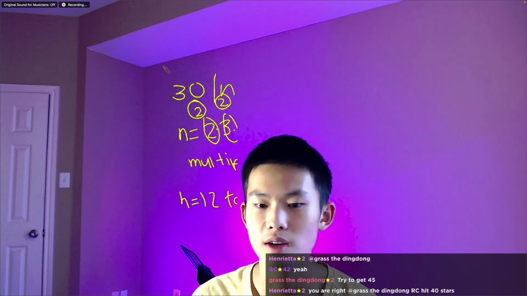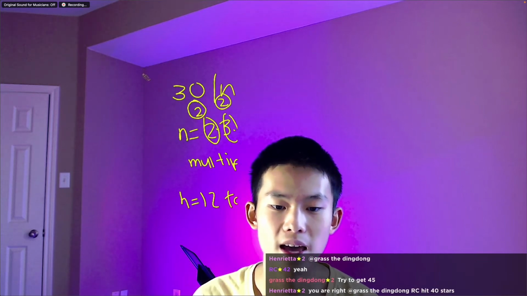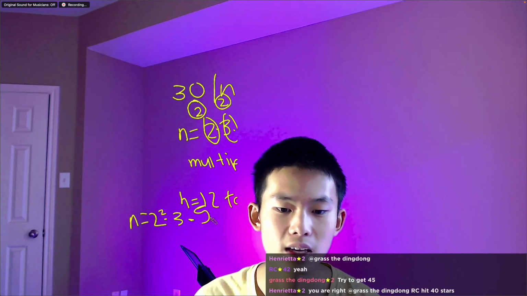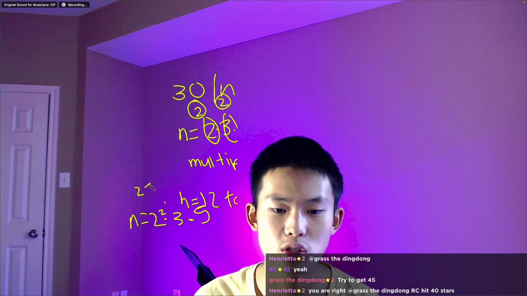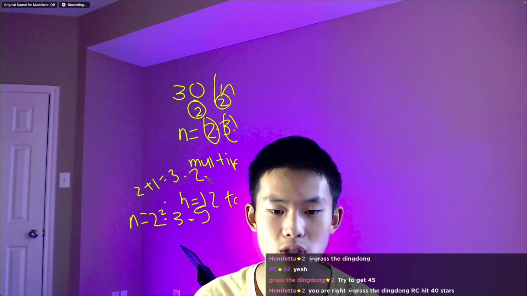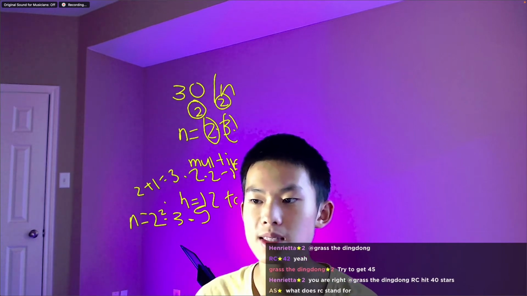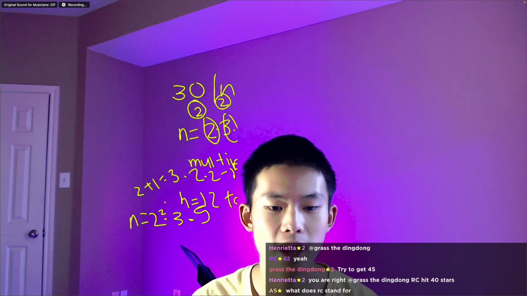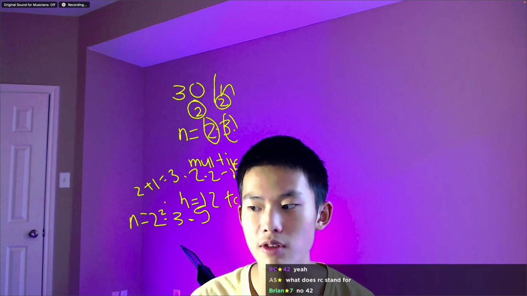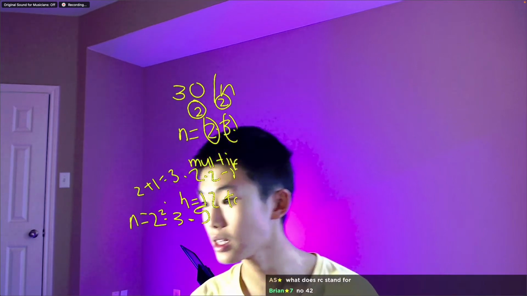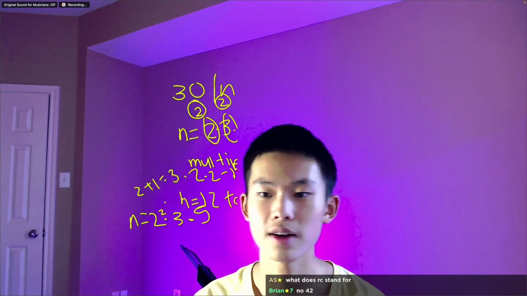So if we increase the exponent of 2, we end up getting that n equals 2 squared times 3 times 5. And aha, this gives us 2 plus 1, which is 3, times 2, times 2, which equals 12 factors, which is what we want. And this means that n equals 2 squared times 3 times 5, which is 60, is the smallest possible answer we can have. And this means that 60 is going to be our final answer.